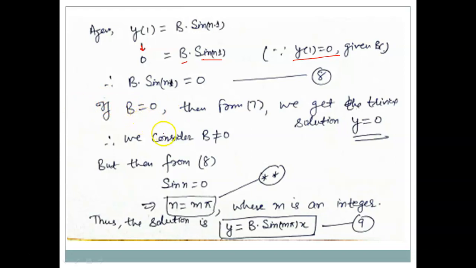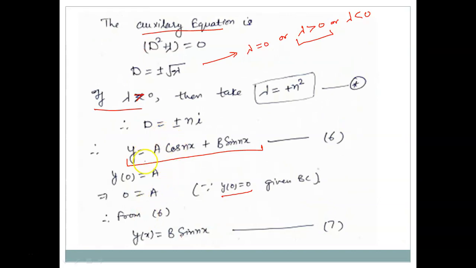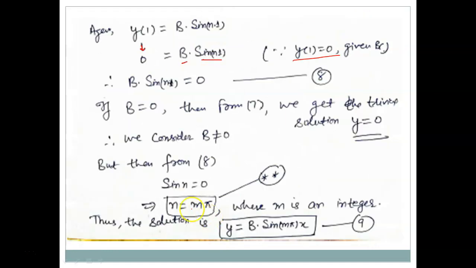So if I take b equal to 0, what happens then? When you substitute this b equal to 0 in equation number 7, it is y of x equal to 0. So again it becomes a trivial solution, but we are not going to have a trivial solution. We want to have a non-trivial solution. Only then lambda can be the eigenvalue. So we avoid this situation that b equal to 0. So we consider b non-zero. But when we are considering b non-zero, then this sine n has to be 0.